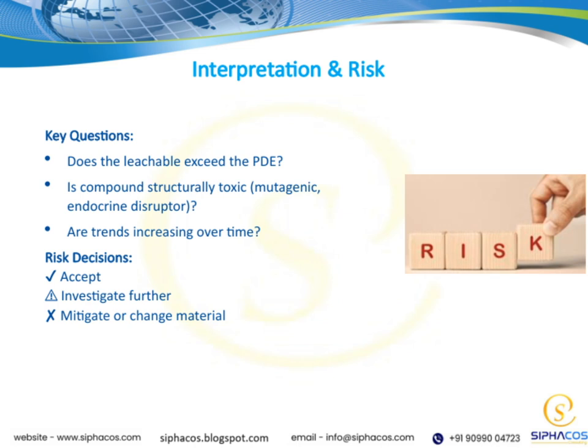We also look at the trends over time. Are the levels increasing? If they are, that might signal ongoing issues that require action. Based on this assessment, we make risk decisions. If the data is within safe limits, we might accept the current situation, indicated by the checkmark. If there are uncertainties or potential concerns, further investigation is warranted, represented by the warning symbol. And if the risk is significant, we should consider mitigation strategies or changing the material altogether, marked by the cross. Understanding these key questions helps us make informed, responsible decisions to ensure safety and compliance throughout our processes.